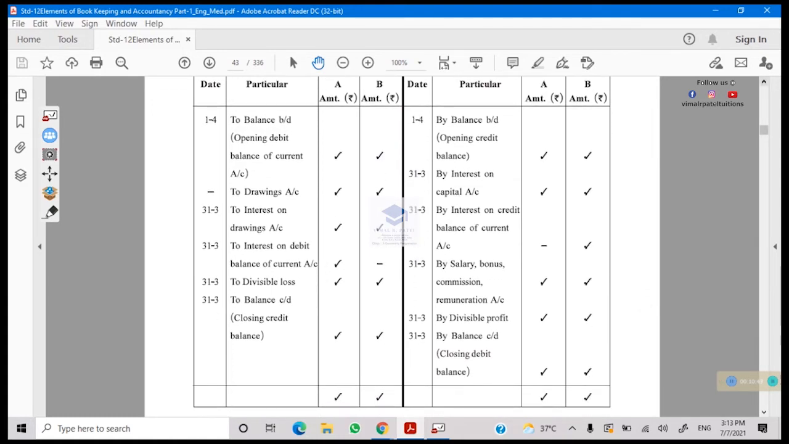All these which we debited to P&L appropriation account will be transferred on the credit side of partners current or capital account. Same way, drawings, interest on drawing, interest on debit balance of current account, divisible loss, all will be debited to partners current or capital account. And by closing it, we will transfer the balance in the balance sheet. If it is credit balance, then it will be transferred on liability side. If it will be debit balance, it will be transferred to asset side.